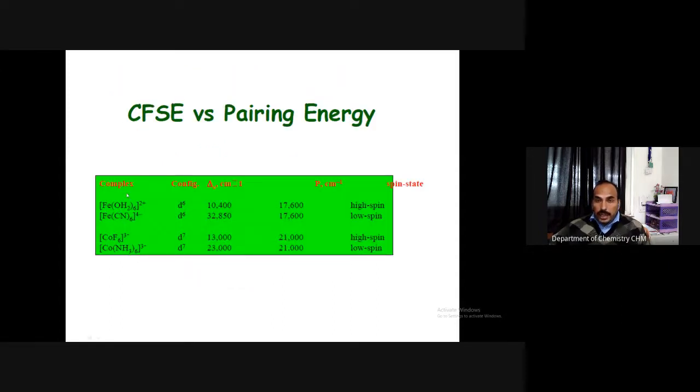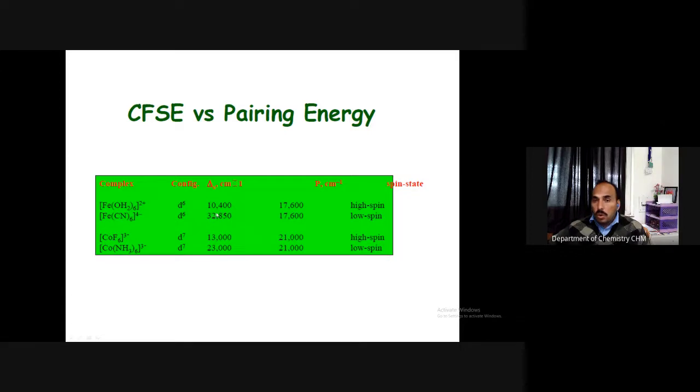You can have a practical idea by looking at this data. Iron hexaaqua 2 plus, d6 configuration, and Fe(CN)6 4 minus. Again, iron is in 2 plus oxidation state here also. Both are d6. Delta O is 10,000 and pairing energy here is 17,000. Both are iron, so both are 3d, and the orbital size is the same. So pairing energy has to be almost the same, unless there is a contraction in size because of the oxidation state. But here the oxidation state is the same, so pairing energy is expected to be the same.